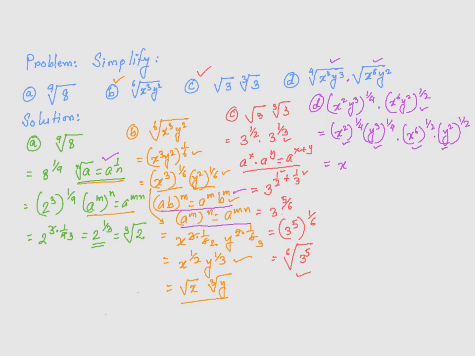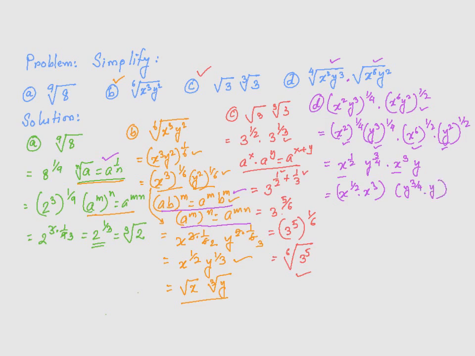So it's going to be x squared. I'm just going to skip the detailed calculation. So 2 times 1/4 is going to be 1/2. y to the power 3 times 1/4 is going to be 3/4. Then x to the power 6 times 1/2 is going to be x cubed, because 6 times 1/2 is 3. Then y squared to the power 1/2 is going to be 2 times 1/2, which is just 1, just y. Now I'm going to combine the x's. x to the power 1/2 times x to the power 3, and then y to the power 3/4 times y.